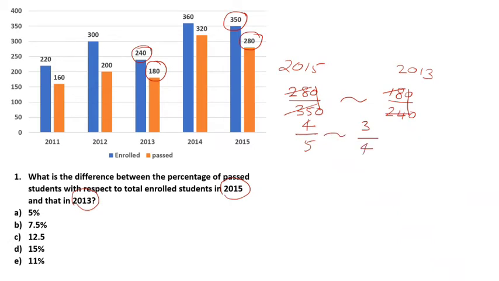We have a very shortcut method to find the difference between the fractions. What we have to do? Cross multiply. So 4 into 4, 16. 5 into 3, 15. Divided by denominator into denominator, 5 into 4, 20.